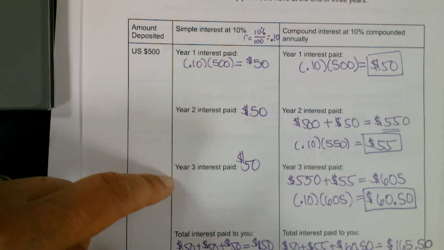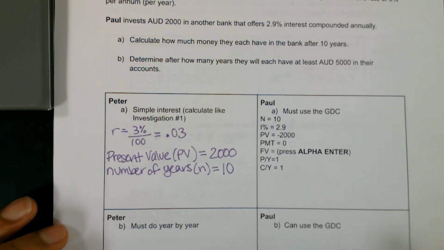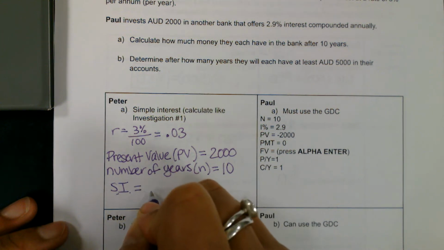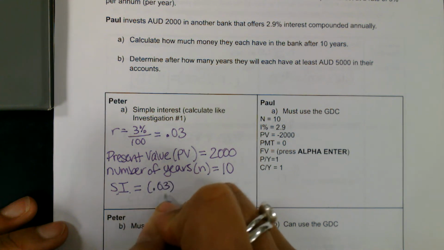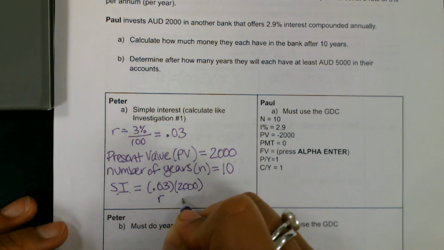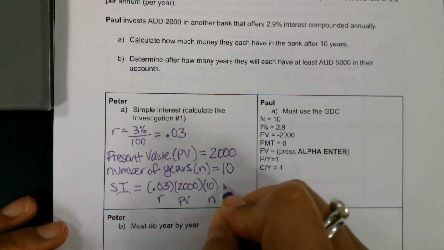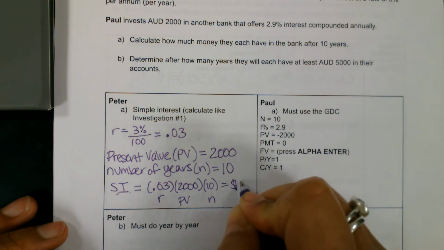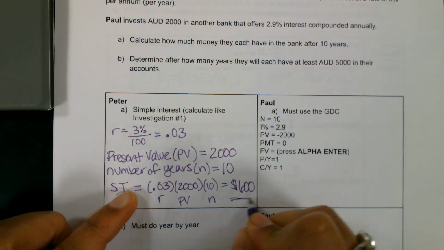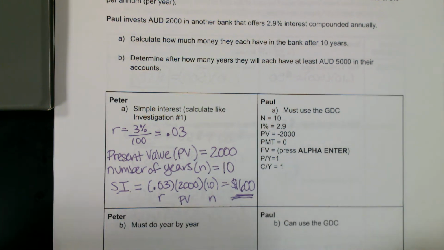Okay, for simple interest, instead of going through year by year and adding them up at the end of those numbers of years, there's a very simple formula. To get simple interest, or SI, we're going to take the rate, 0.03, and multiply it by the deposit amount, the present value, and then multiply it by the number of years, or N. And we're going to see that he has 600. Okay, so that's Peter. Peter comes out with $600 for interest. I'm just going to underline it.